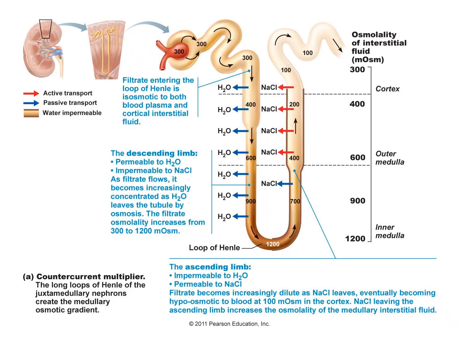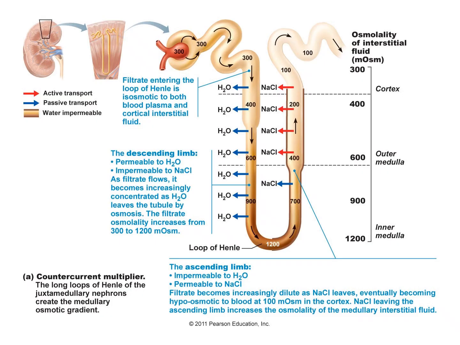The filtrate entering the loop of Henle from the PCT is isosmotic to both blood plasma and the interstitial fluid of the renal cortex. The descending limb is permeable to water and impermeable to NaCl. Thus, as the filtrate flows down the tube, it becomes increasingly concentrated as water leaves by osmosis via the aquaporins, which are always present. The result is that more water, in addition to the 65% reabsorbed in the PCT, returns to the blood. The osmolarity of the filtrate increases from 300 to 1200 mosm.